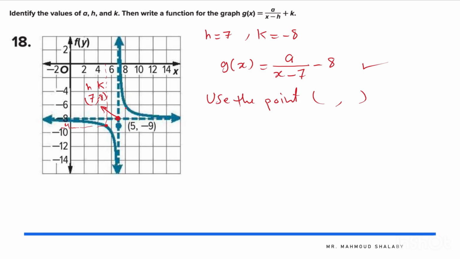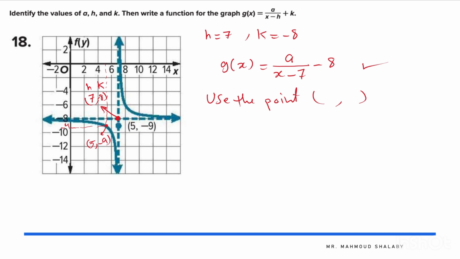Maybe when you write another point, you will write it in a wrong way, so it will lead to a wrong answer. So if they provided you with a clear point here like 5 and negative 9, they should write it here like this, 5 and negative 9. I think it's a printable mistake if they write it on this side and put the point somewhere wrong here.